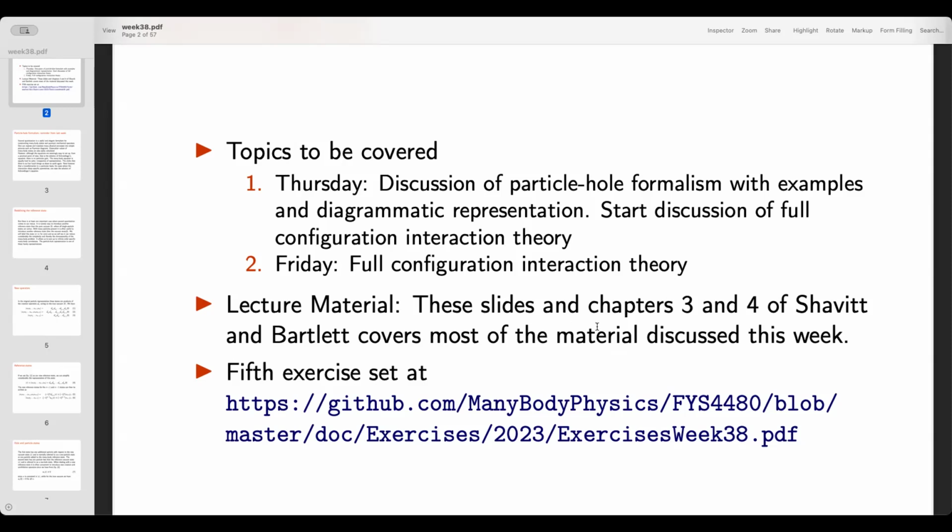The material is covered pretty well by chapters 3 and 4 of Shavitt and Bartlett, which do not cover full configuration interaction theory. So the slide material is what we'll cover for that. And then there's a fifth exercise set as well.